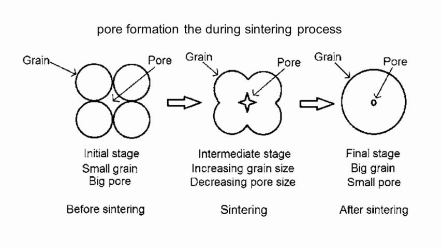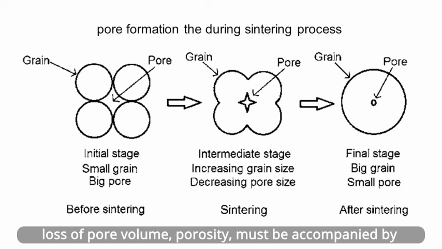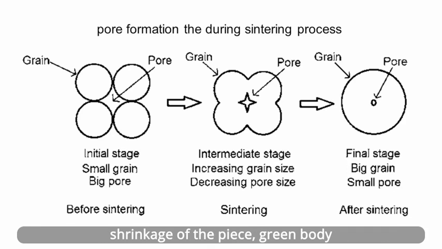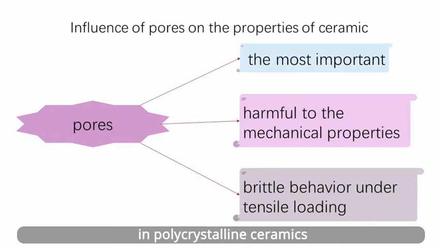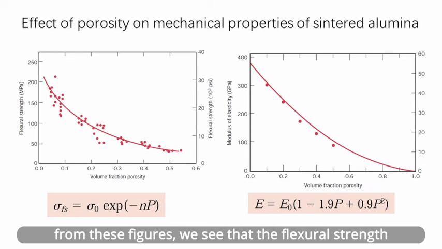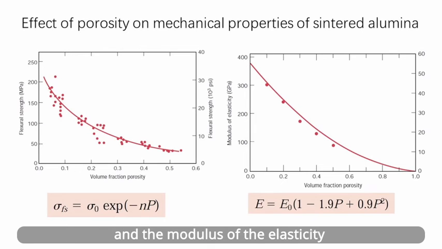One thing to be clear, the loss of pore volume or porosity must be accompanied by shrinkage of the green body. Usually, pores represent the most important defects in polycrystalline ceramics. The presence of pores is usually harmful to the mechanical properties of bulk ceramics, since pores provide a pre-existing location from which a crack can grow. As a result, most ceramics show brittle behavior under tensile loading. From these figures, we see that the flexural strength and the modulus of elasticity decrease with increasing porosity.